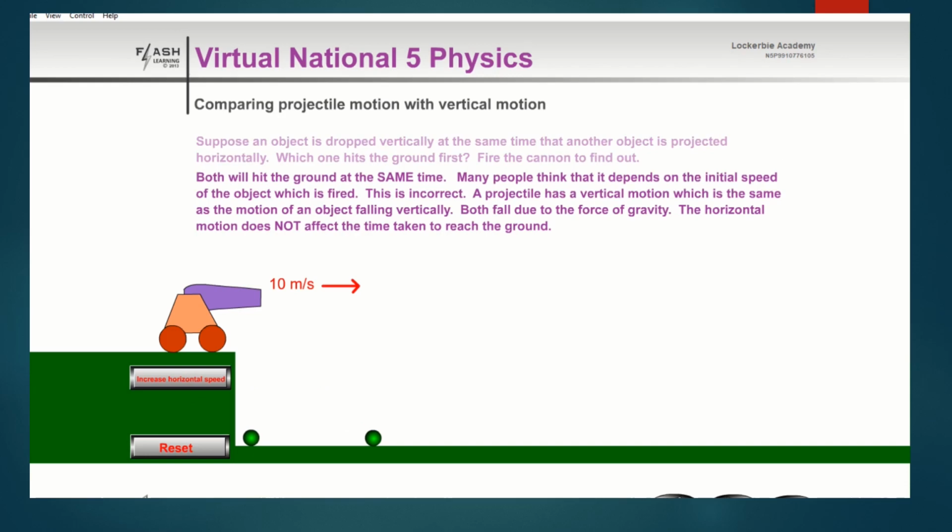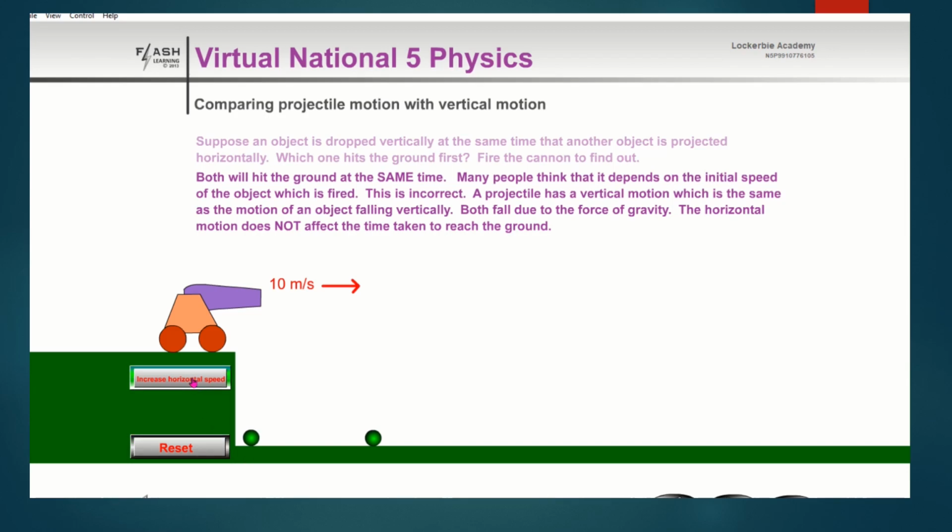Many people think that it depends on the initial speed with which the object is fired, and this is incorrect. A projectile has a vertical motion, which is the same as the motion of an object falling vertically. Both fall due to the force of gravity. The horizontal motion does not affect the time taken for it to reach the ground.